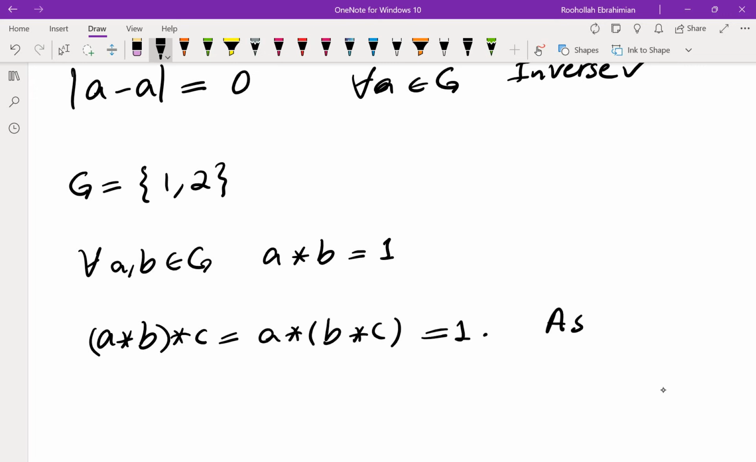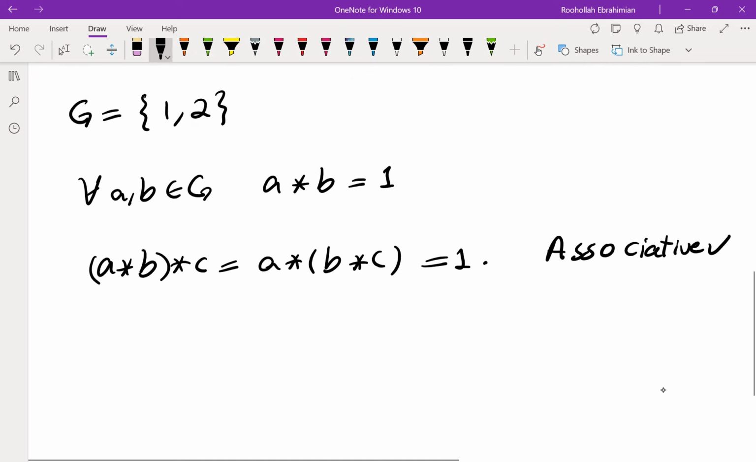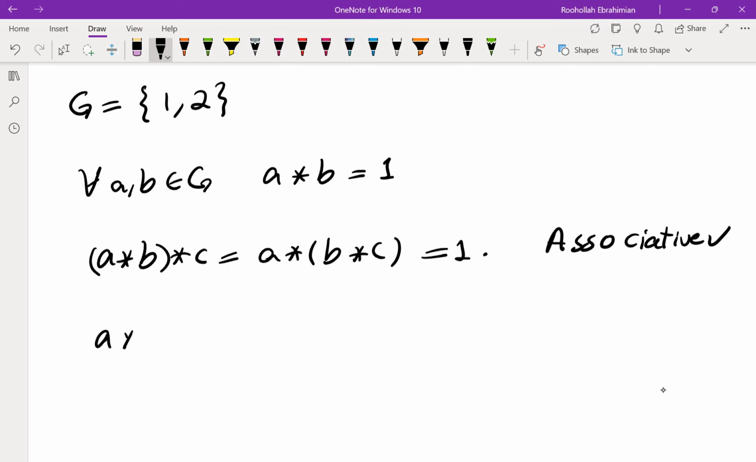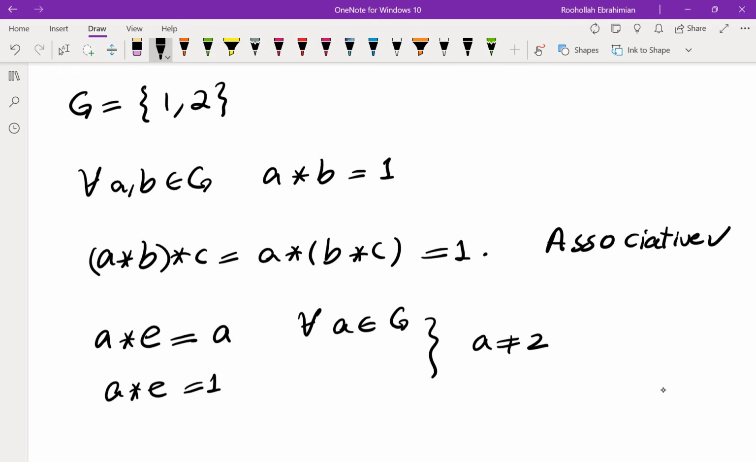So it is associative, but it doesn't have identity. Let's say E is an identity element. So A star E must be A. Both were 1 and 2, but we know that A star E, the way it is defined, is just 1. So that means it doesn't work for A equals 2, and it doesn't have any identity element.